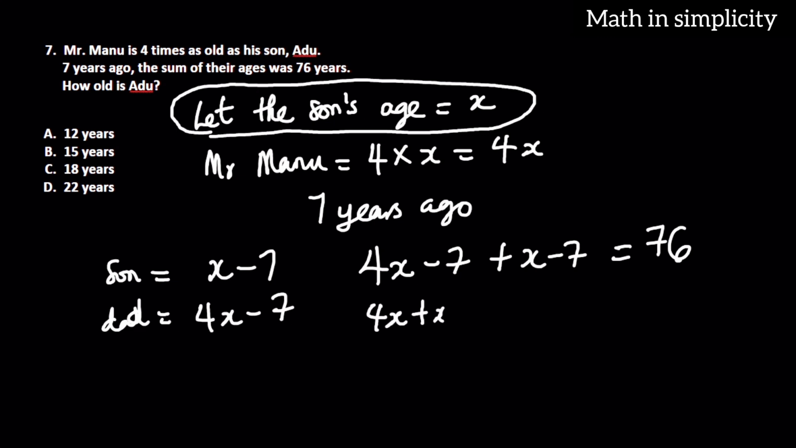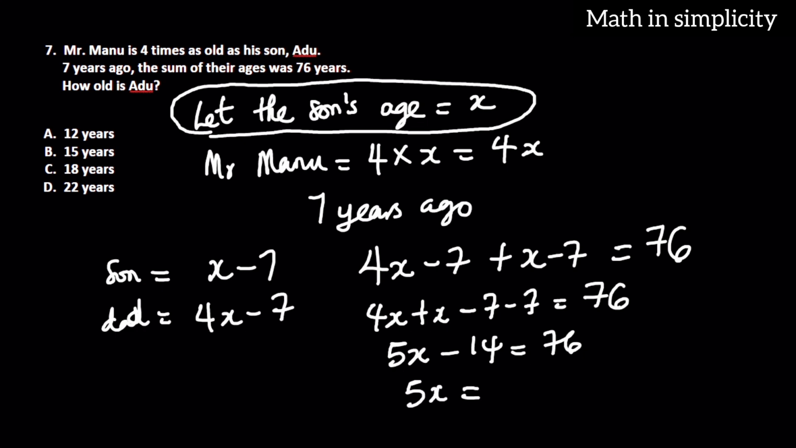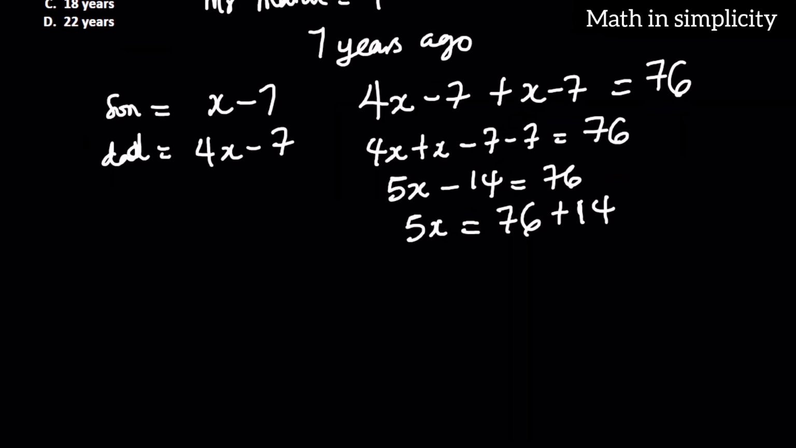This will give us 4x plus x. I'm collecting like terms now. Minus 7 minus 7 is minus 14, equal to 76. 4x plus x is 5x. So 5x minus 14 is equal to 76. Negative 14 crossing becomes positive 14. So 5x now should be 76 plus 14, which should give me 90.